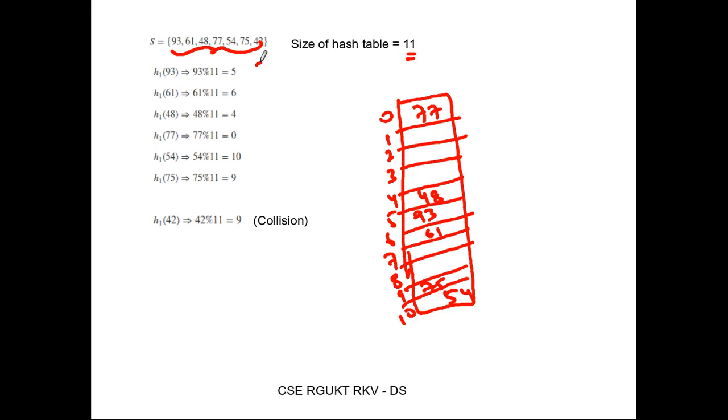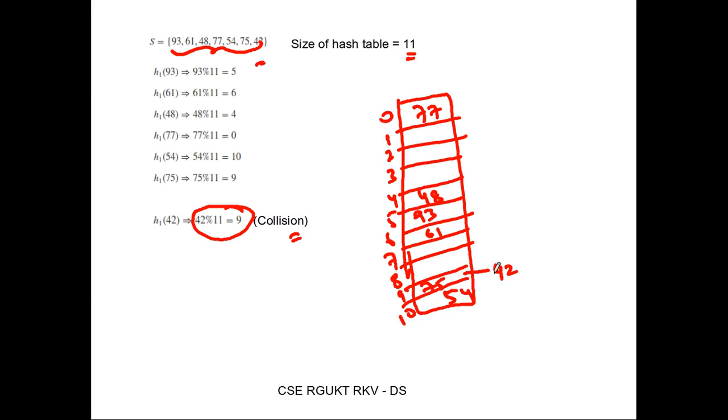Next element is 42, and 42 mod 11 is 9. Now we have a problem. Already at the 9th index we have the element 75, and we have got index 9 and want to store the element 42. So this is what we call a collision. When two elements are competing for the same index, a collision happens. And there are different methods for resolving it.